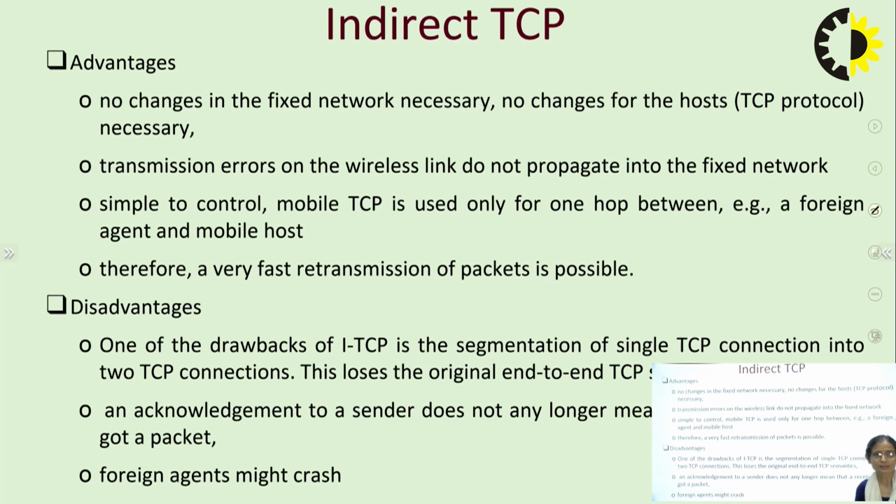One of the drawbacks is the segmentation of a single TCP connection into two. This loses the original end-to-end TCP semantics, because we are aware TCP means end-to-end communication, but in this case, since FA is involved, the communication is from MH to FA and FA to CN. An acknowledgement to a sender no longer means that the receiver has received the packet. And what happens if the foreign agent crashes? Then in that case, the whole system would come to a halt.